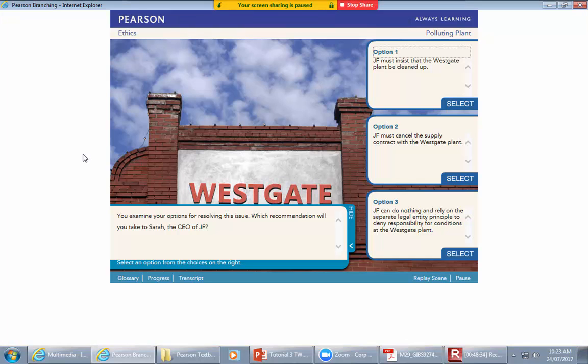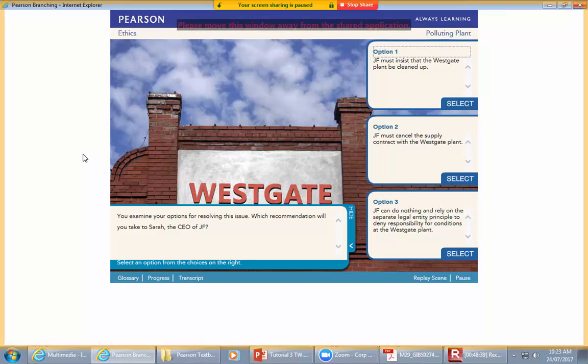What about the third option? You can do nothing, which is probably the best thing because you don't have to spend any money, and just rely on the separate legal entity principle. So either you spend too much money, or you spend some money, or you don't spend any money at all. This is what you see.